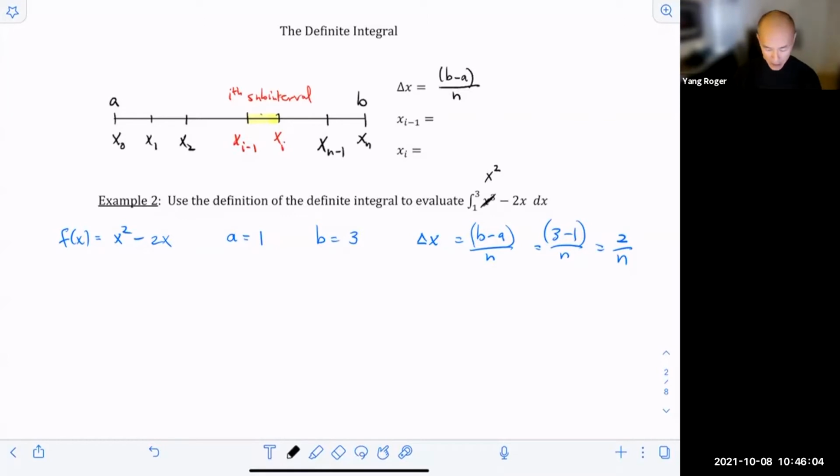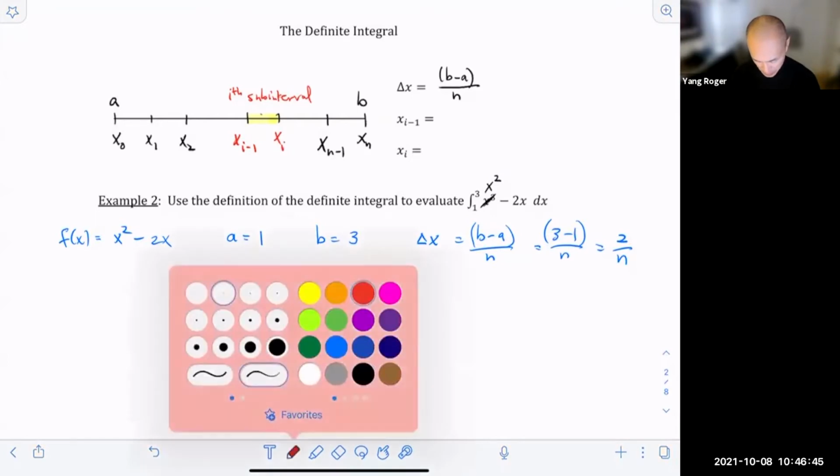Now, for us, we're going to focus on the right endpoint. If you look at this picture here, in general, this is the picture of my region of integration, which goes from a to b. I chop it up into n pieces, and then I grab hold of some generic subinterval. When I look at the xi, this is the right endpoint.